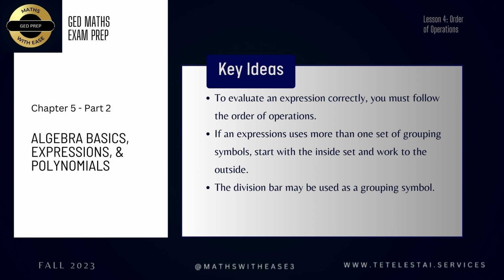So, in the scenario that I just mentioned, wherein you're looking at a set of grouped expressions involving addition, subtraction, and multiplication, then according to the established order of operations, you would have to begin with multiplication, then proceed with addition before you can subtract in order to arrive at the correct answer. Any other approach would give you the wrong answer, and we'll look at this in more detail as today's lesson progresses. If an expression uses more than one set of grouping symbols, start with the inside set and work outwards.